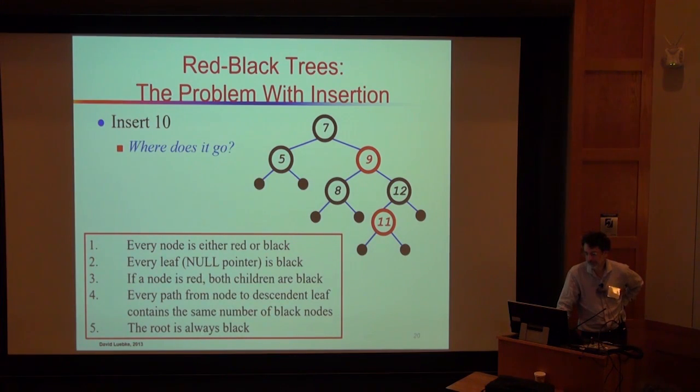Insert 10. 10 goes here. That's the easy part. Can't be black, because that would unbalance the black nodes. Can't be red, because then there'd be 2 red nodes in a row. We can't recolor 11 black, because then we'd still have unbalanced black nodes. This tree cannot be colored with red and black. So we have to do a rotation.